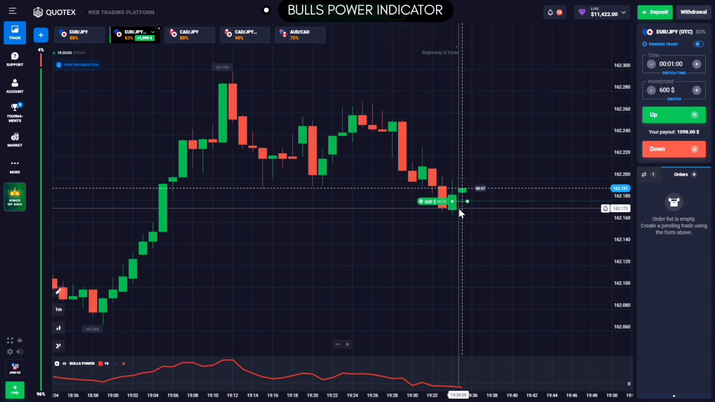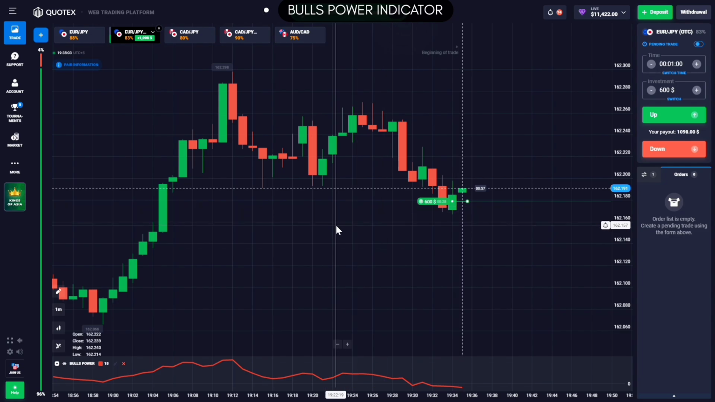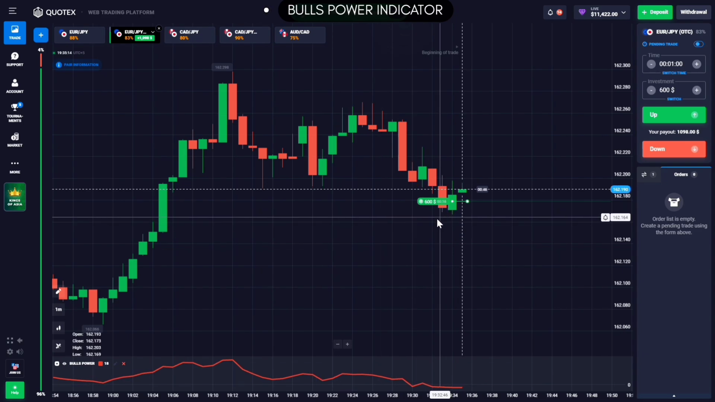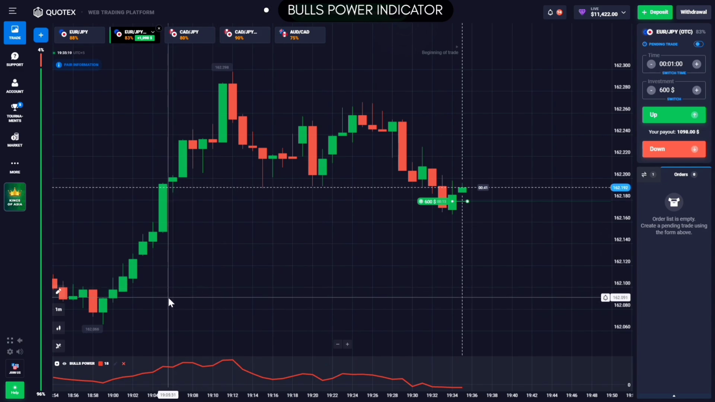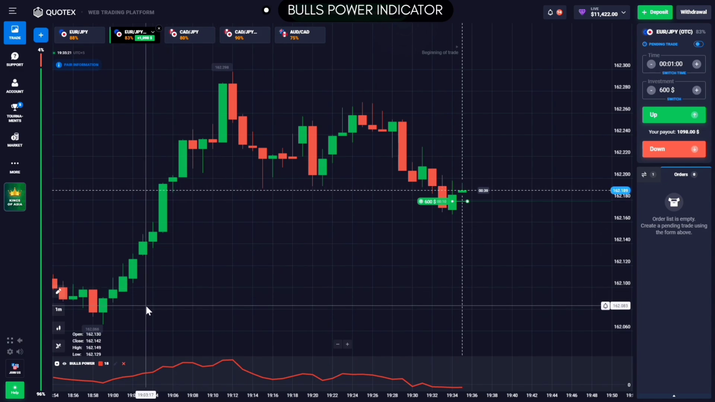The Bull's Power Indicator is a technical analysis tool designed to measure the strength of buyers, bulls, in a market. Purpose. It helps traders identify whether bulls, buyers, or bears, sellers, are dominating, allowing for better trade decisions. Ideal for forex, stock, and binary traders looking for entry and exit signals.